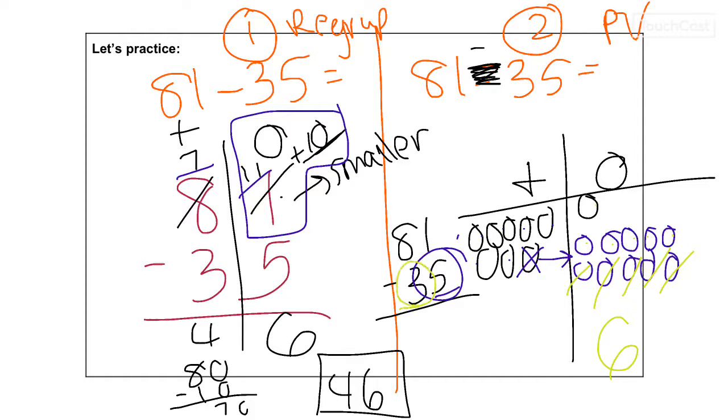Now over here I have to take away 3. Can I take away 3? Yes. 1, 2, 3. How many are left? 1, 2, 3, 4. I got the same answer. The difference is 46.